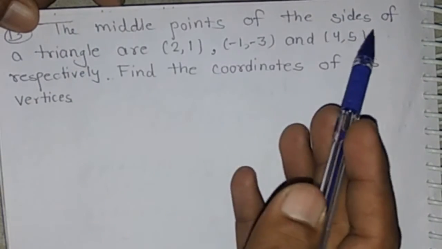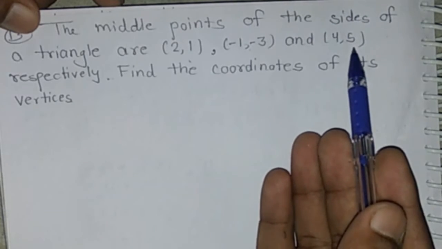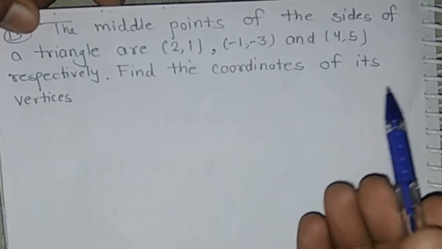The midpoints of the sides of a triangle are (2, 1), (-1, -3) and (4, 5) respectively. Find the coordinates of its vertices.